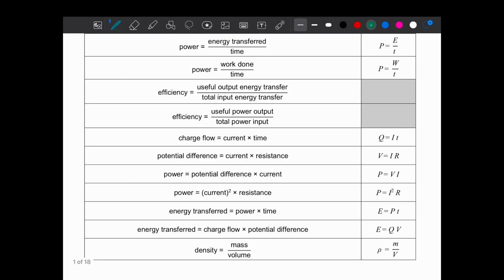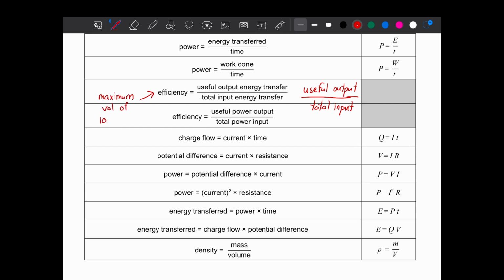So on the first page over here, without any symbolic equations, so it should be easy to find, you can see that efficiency is useful energy output over total energy input. Really these two equations are exactly the same. You're basically just saying you've got useful output over total input. You're just looking at how much energy is usefully transferred from an input or total input into an output.